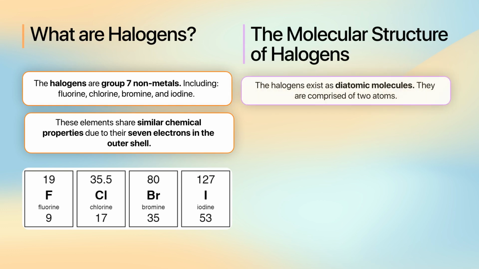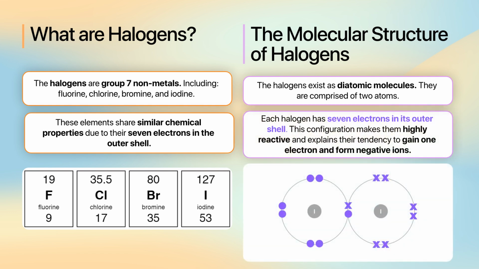Then, we examined the molecular structure of halogens, noting that they typically exist as diatomic molecules, meaning each molecule is composed of 2 atoms. Additionally, we explored the outer shell electron configuration of the halogens. Each halogen has 7 electrons in its outermost shell. This configuration explains their tendency to gain 1 electron in chemical reactions, resulting in the formation of negative ions.